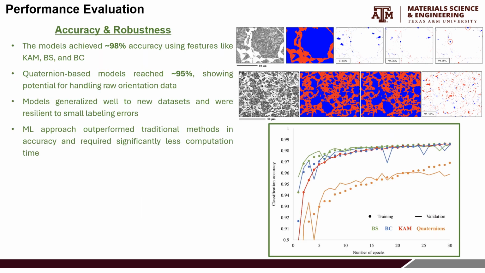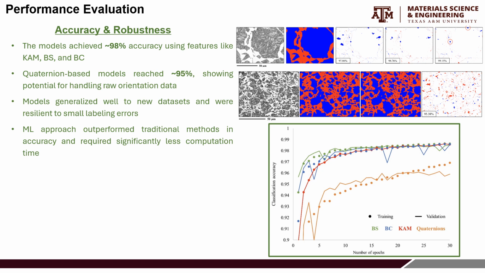And finally, after the model was trained and tested in the UNet architecture, they were able to obtain greater than 98% accuracy in features that comprise kernel average misorientation, band slope, and band contrast. Quaternion-based models performed relatively inferiorly, showing 95%, but they are still better than the user-defined post-processing, which shows their potential to handle the raw orientation data. The models were then generalized and new datasets were utilized, and the labeling errors were actually removed.